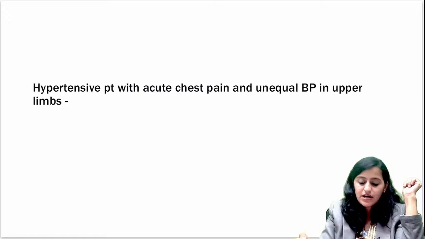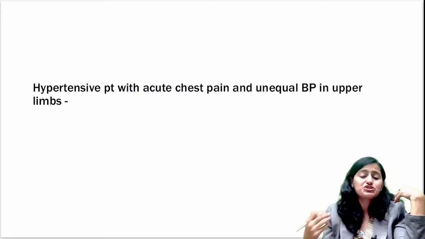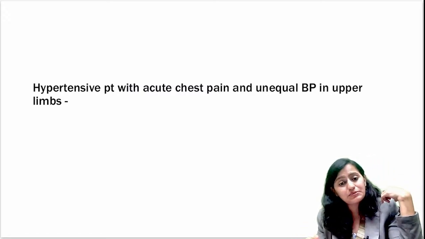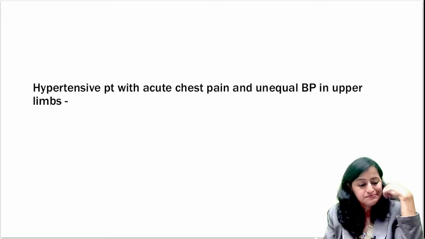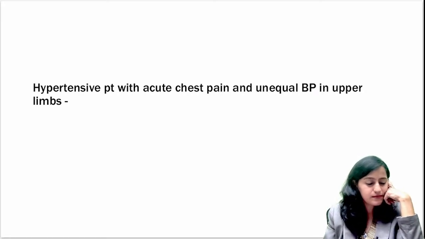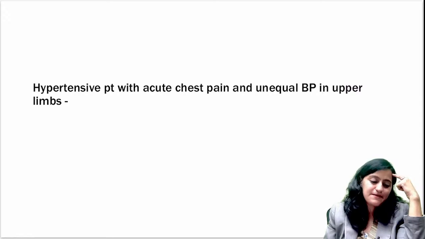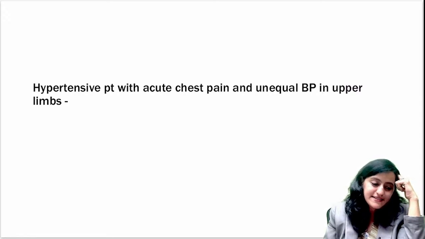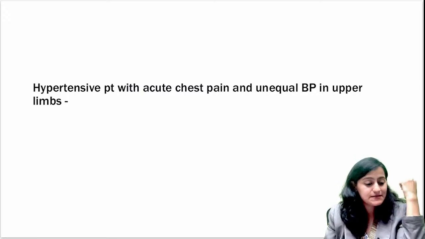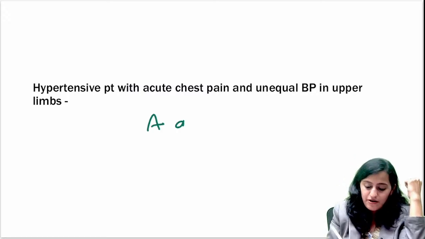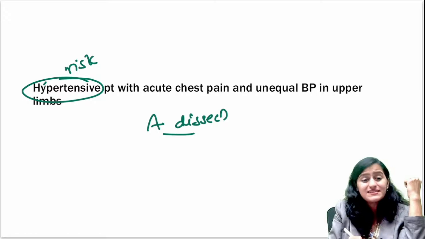Hypertensive patient with acute chest pain and unequal blood pressure in upper limbs. What is the diagnosis that you think of here? Correct. Reverse 3 sign is what you see. You are thinking of aortic dissection because hypertension is the most important risk factor.